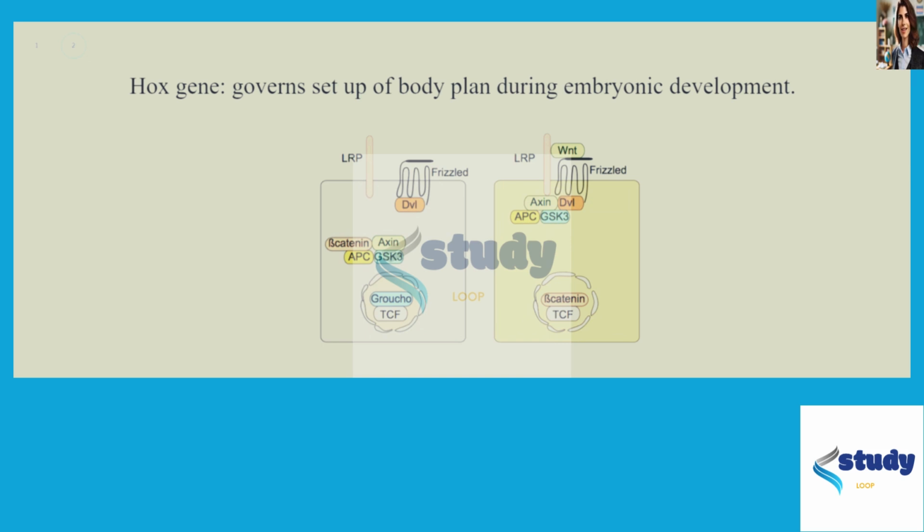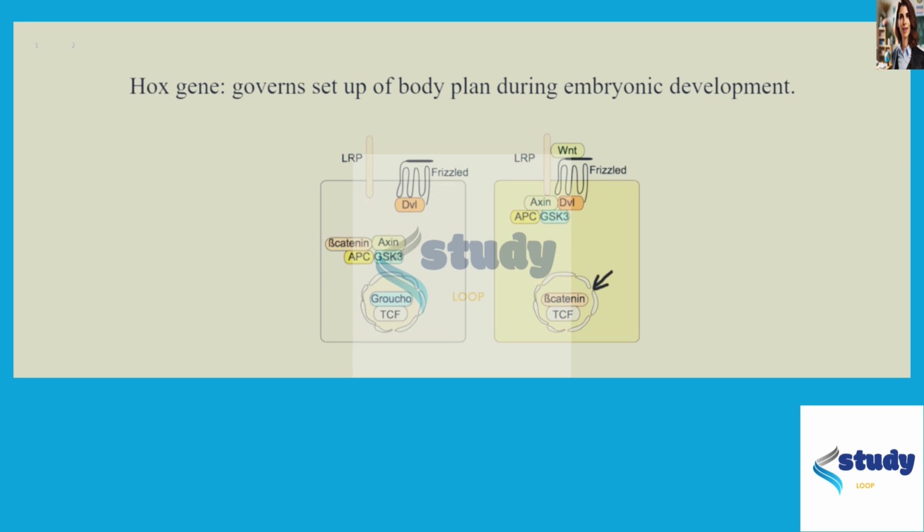Now, let me make this a little more concrete for you and tell you what they're actually talking about here. Hox genes are genes that govern the setup of a body plan during embryonic development. So, in embryo, when you go from a zygote, from a single cell, to an actual human being, that cell needs to differentiate. And the Hox genes are a set of genes that basically help the development of the body plan.